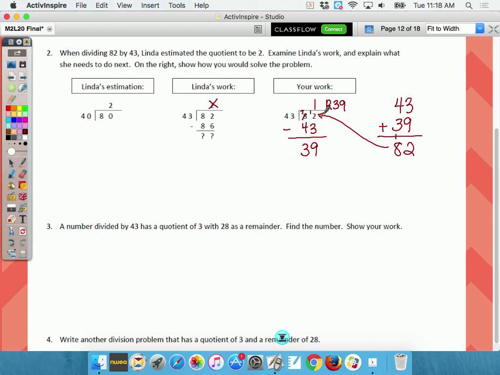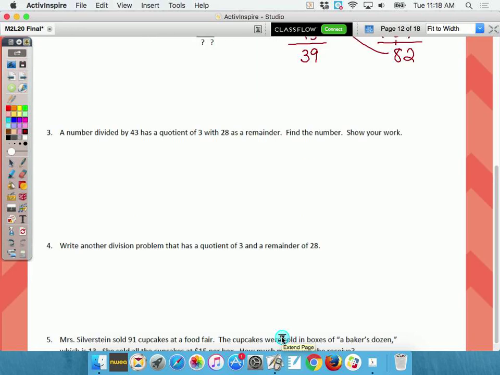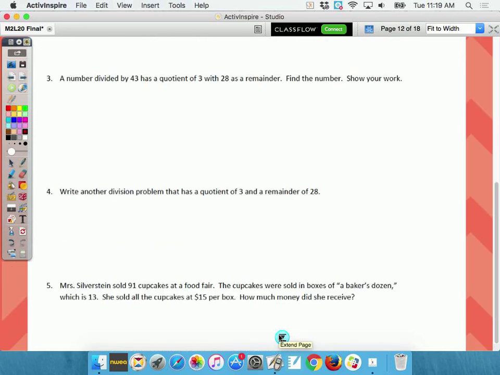Number 3 are these problems I love, and they're on your next test. Okay? So let's take a look at number 3. As we read through this, we're going to put some things on our paper. It says a number divided by 43 has a quotient of 3 with 28 as a remainder. Find the number, show your work.